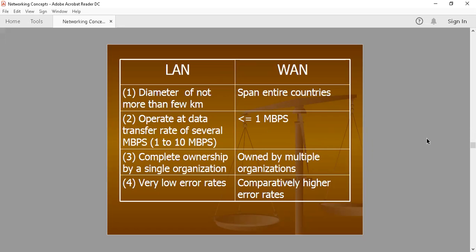LAN has complete ownership by a single organization, such as a small office. For example, there is one school having 10 systems for their lab, a single organization. WAN is owned by multiple organizations, or multiple branch offices of the same organization are connected into a WAN. As the network is smaller, the error rates are lesser. When the network gets bigger, the error rates are higher.